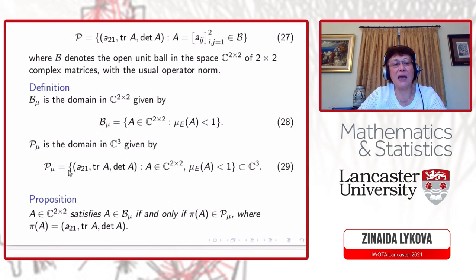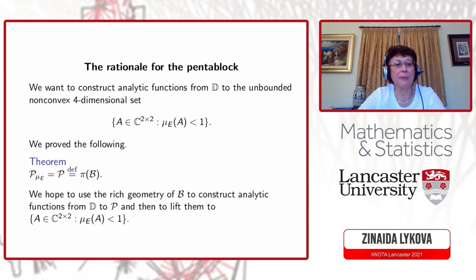And P sub A is a map which goes from matrix to pentablock, defined the following way. So we have A to one entry, trace, and determinant. And what I want to say is that there is a connection between the pentablock and P of B. And we hope that we can use the rich structure of the matrix ball to construct functions from G to P and lift them to this mu synthesis ball. So lifting is quite important in this case.